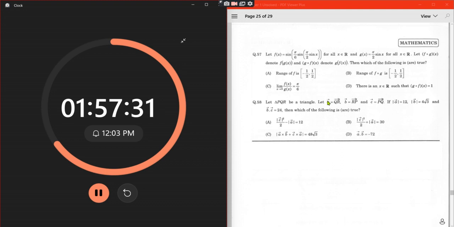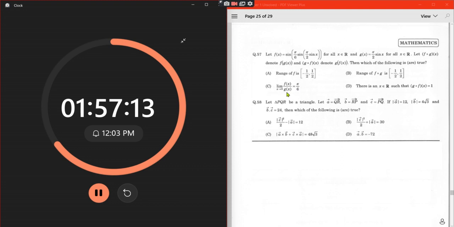What else is there? Range of f times g is, so f applied on g. What is g? Pi upon 2 sine x. Once again it just goes from negative pi upon 2 to pi upon 2, but then we apply a sine. The range doesn't change. So B is also correct. What else is there?